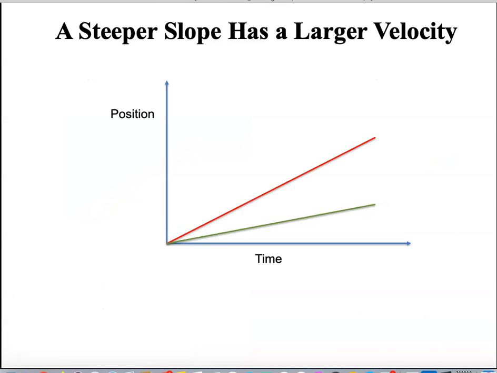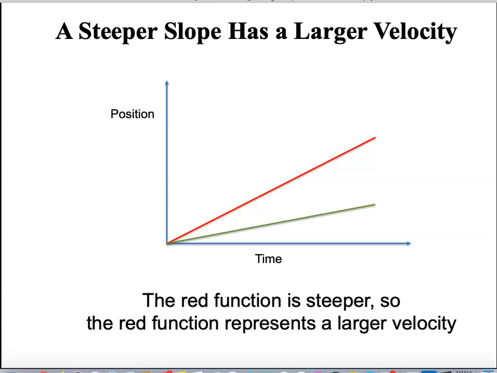Now, the steeper the slope, the larger the velocity. So if you look at these two graphs here, if slope is velocity, that means the slope that has a bigger number has a bigger velocity. So if you ask yourself which one of these represents the bigger velocity, it would be the red one because it's steeper.